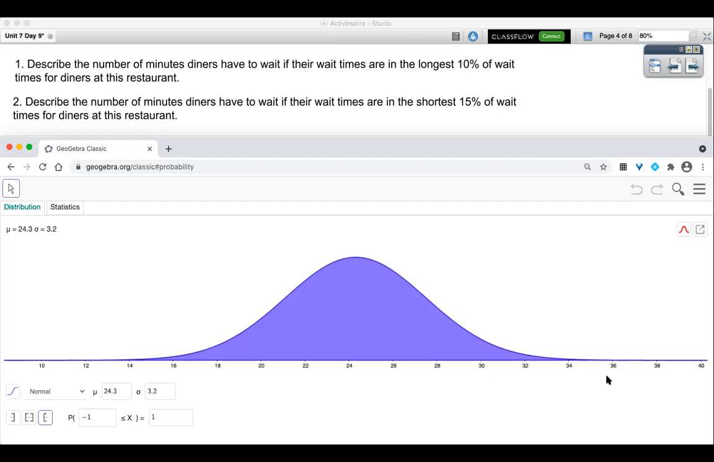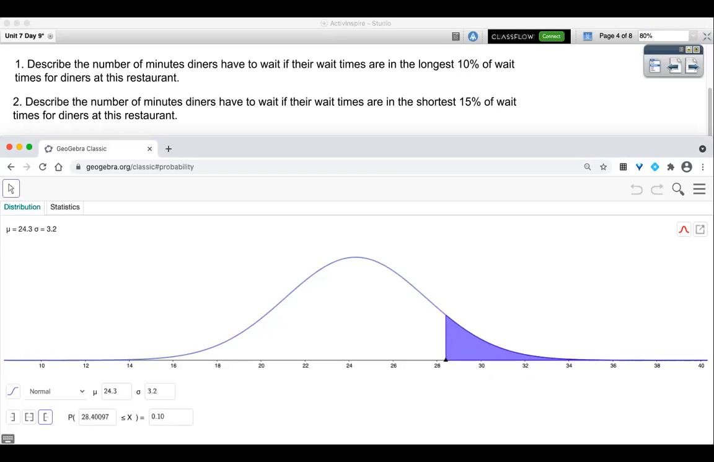So if I'm looking for the longest 10%, I'm going to change this 1, because remember this 1 meant that it was 100% of the area under the curve. I'm going to change this to 0.1, and that's 10%, right? I could write 0.10, or I could just write 0.1.